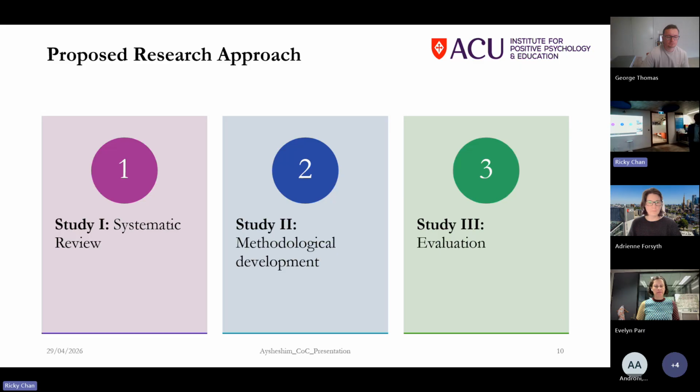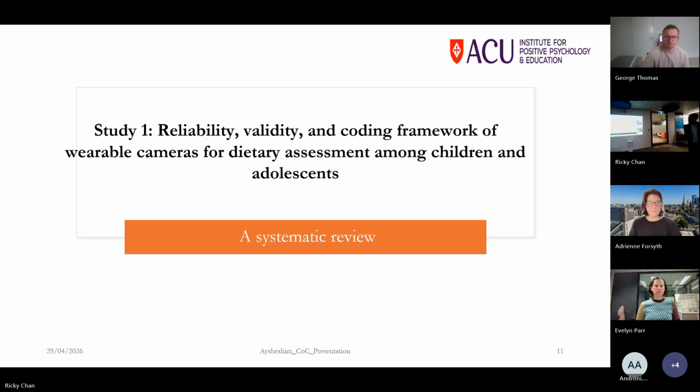different target groups. So based on the gap, I propose three research approaches. The first one is a systematic review. The second is methodological development based on the findings, and the third one is evaluation of the developed conceptual standard coding framework.